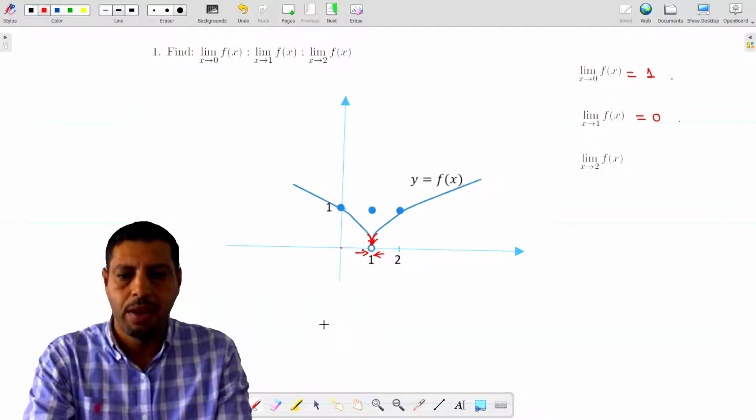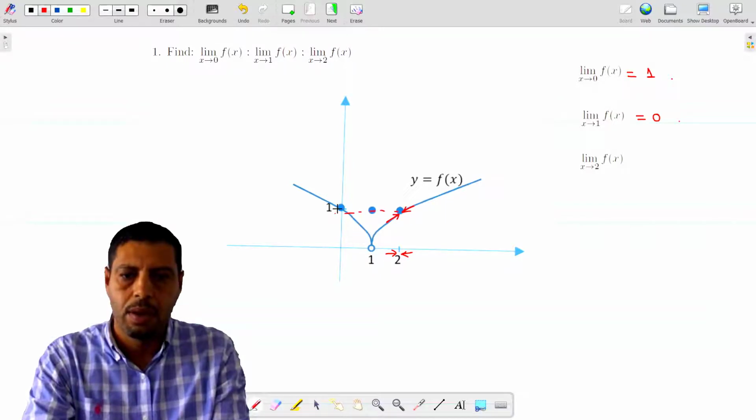And for the last one, when you approach 2 from the left or from the right, again the graph goes to the same point, which has a y coordinate equal to 1. So your limit at 2 is 1.